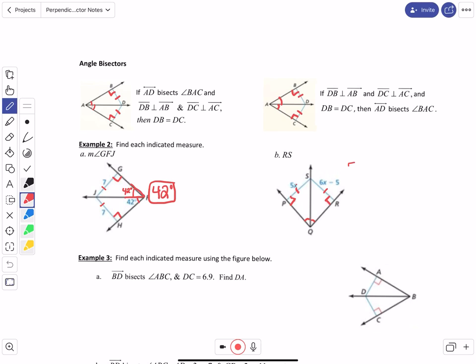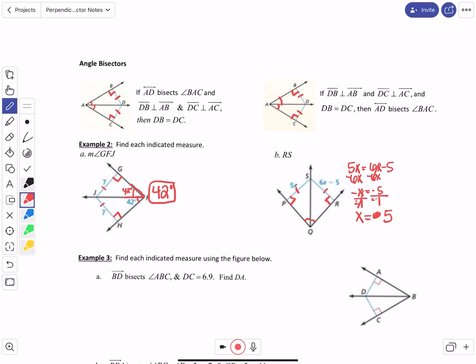So I can take 5x and set it equal to 6x minus 5. Now I'm going to solve for x. I'm going to subtract 6x from each side. I'll get negative x equals negative 5. If I divide by negative 1, I'll get x equals 5. Okay, so x equals 5.